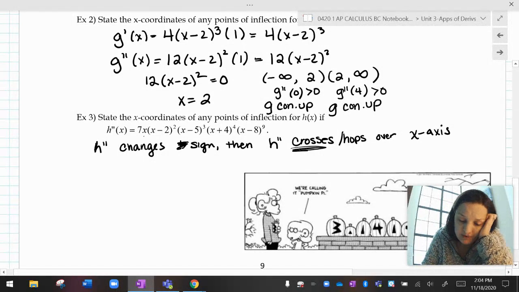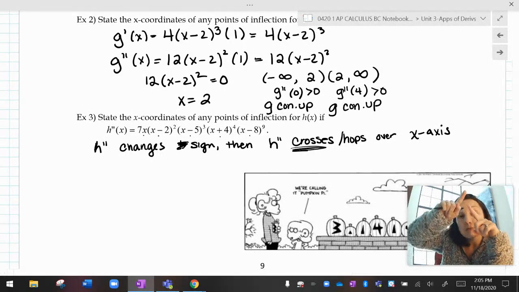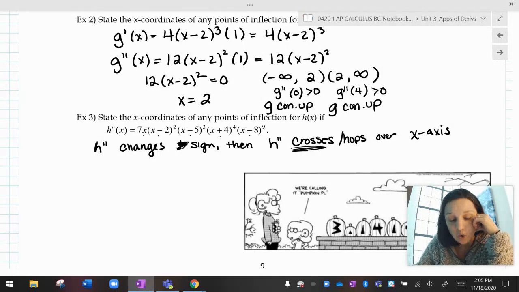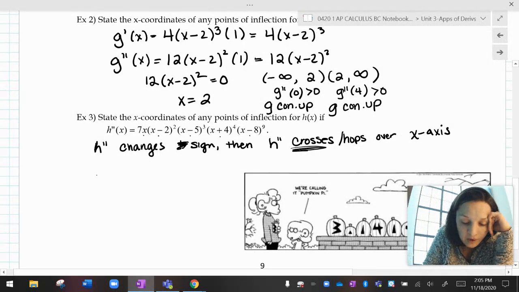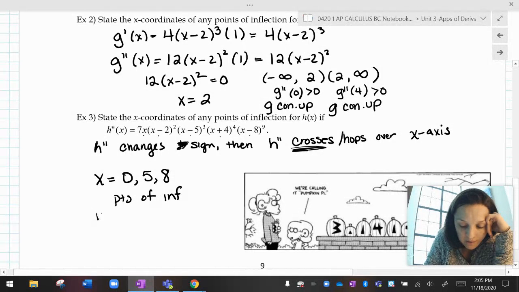h double prime has zeros at 0, 2, 5, negative 4, and 8. But a lot of those have even multiplicities, which means h double prime is going to bounce off the x-axis rather than crossing through it. So it would be at x equals 0, 5, and 8. Those are all points of inflection because h double prime would cross the x-axis.